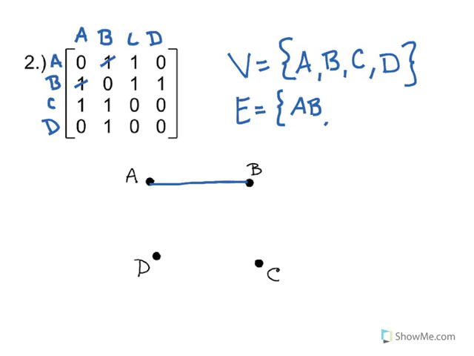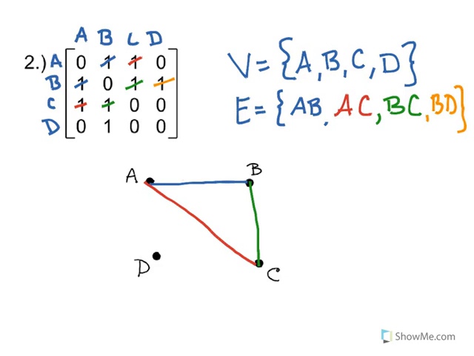Next, we have AC. So AC, I'm going to draw that connection, and that takes care of those two ones. The next one that I see is going to be BC right here. And the last one is going to be BD, which takes care of both of those. BD would be this. So this is a sample of what that graph could look like. Again, if you don't want the lines to cross, I could draw BD going around this way instead. Okay, but this is a final graph.